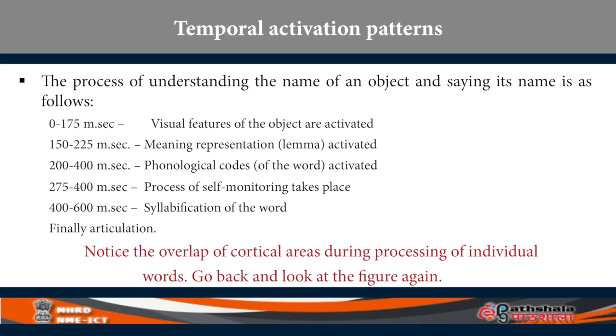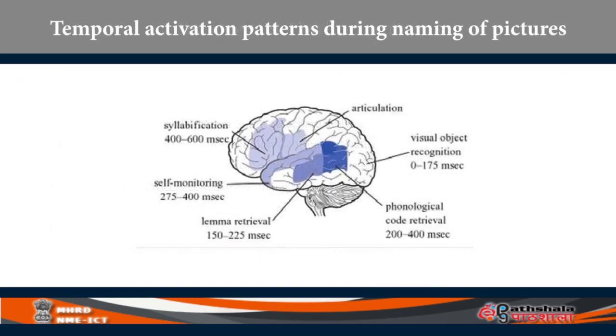So notice that in this time scale there is an overlap, not only in time, but cortical areas are overlapping. If you go back and look at the picture and read this slide, you will see there is an overlap of cortical areas. Now let's go back to the old idea of the left hemisphere being the dominant hemisphere for all language processes, because it's only the left hemisphere which has Broca's area and Wernicke's area. This is the idea proposed by the classical model, which was upheld for over a century.